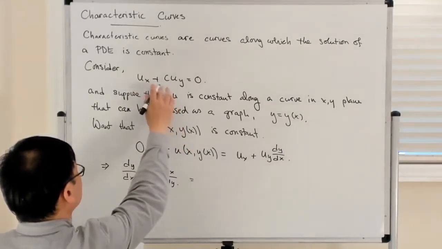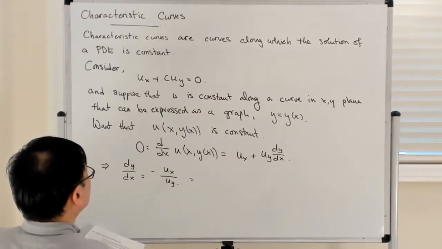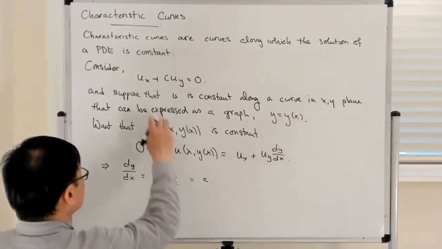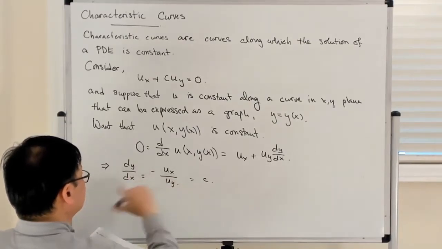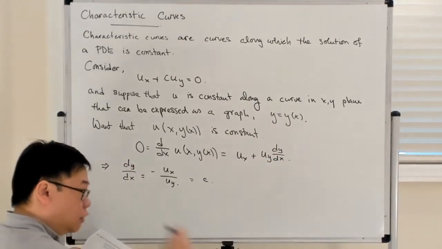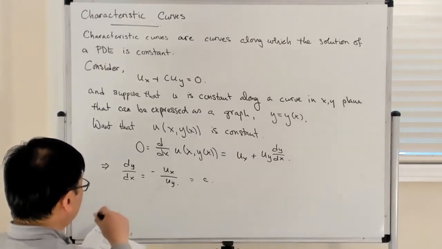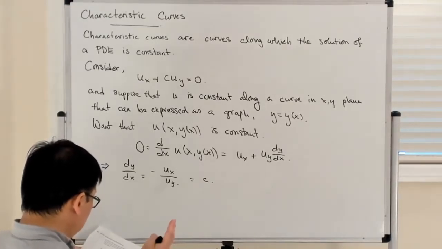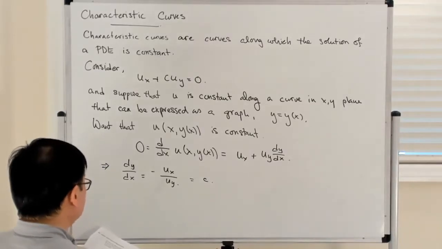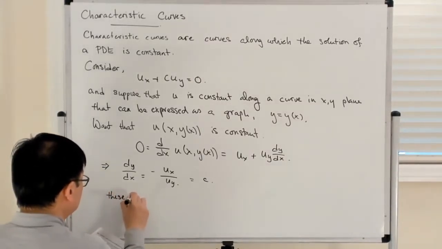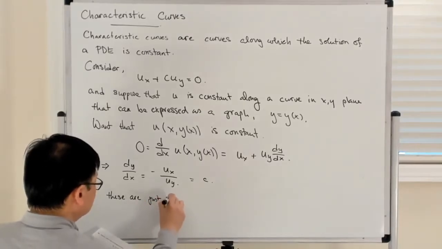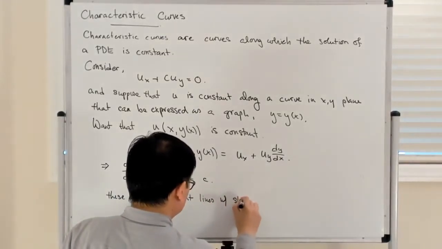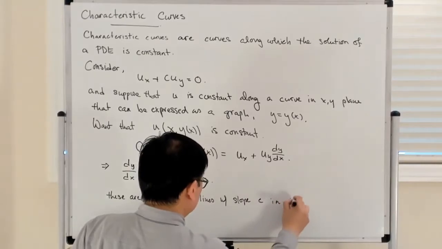So let's look back at the original differential equation. This turns out to be equal to, for that specific differential equation, c. So it turns out that for this particular differential equation, it is possible to find curves which are graphs along which the solutions are constant, and those curves are described by dy/dx equal to the constant. So these are just straight lines with slope c in the xy plane.